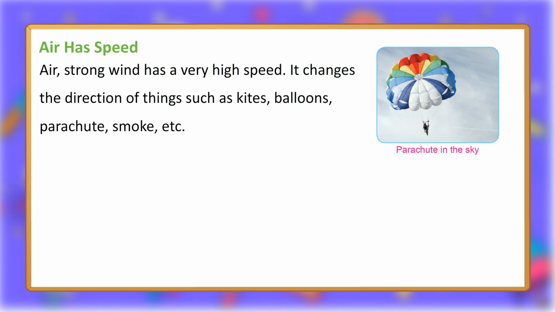Air has speed. Strong wind has a very high speed. It changes the direction of things such as kites, balloons, parachute, smoke, etc. Parachute in the sky.